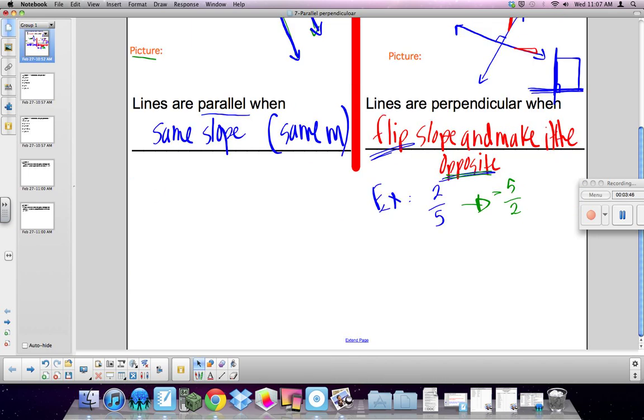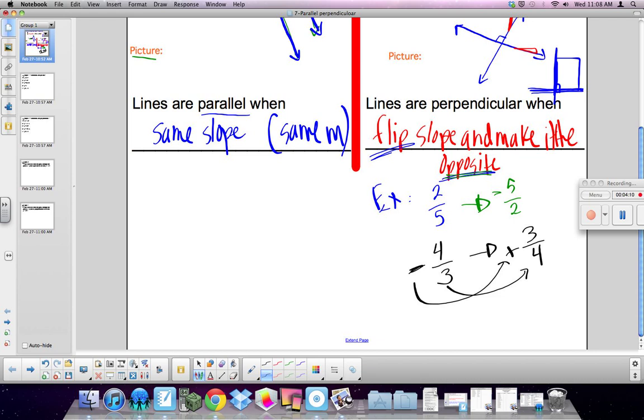Another example would be -4/3. I'm going to flip it, so now it's going to become 3/4, and instead of making it negative, it's going to be a positive slope. So there's two things that go on here. You flip the fraction, and you flip the sign. Two things are going to change.